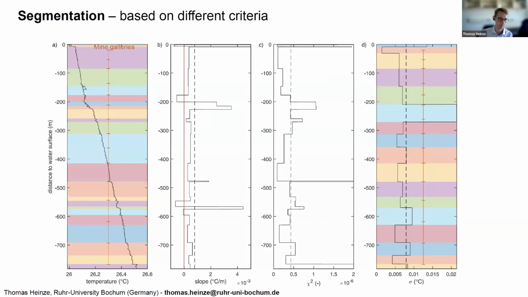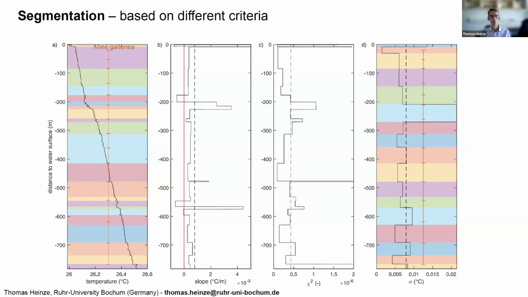What you see on the left-hand side, in the first picture, is the same profile I just showed you before, and now you see the colored backgrounds. Those are different segments which the algorithm detected, and I gave you in orange the different mine galleries. Whenever a gallery connects to the shaft, and this segmentation is the strong side of our algorithm, you can do this segmentation based on different properties. What I show you here is hopefully the most trivial one to understand. It's based on the slope, so very much on the thermal gradient.